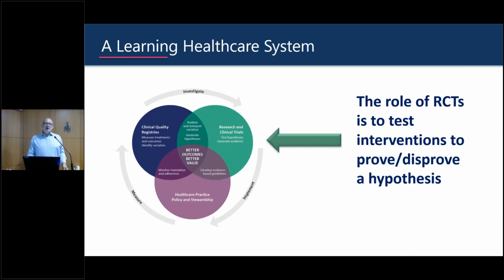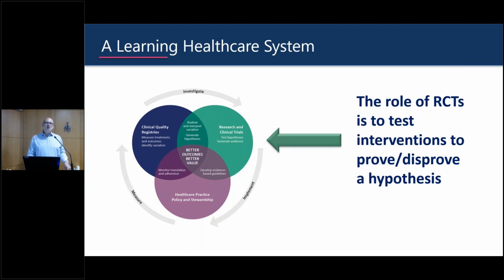And so this is a diagram that has been part of ACTA's existence from almost its very beginning. The tri-Venn diagram with three circles. The green circle comprises research and clinical trials. The purple circle reflects healthcare practice, policy and stewardship, and the blue circle relates to clinical quality registries.